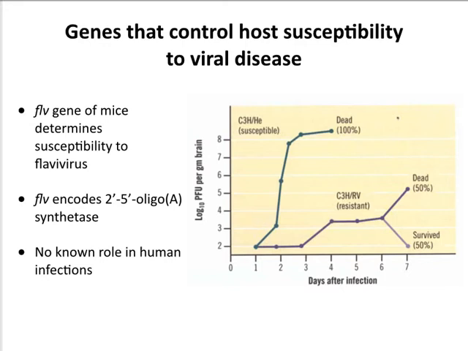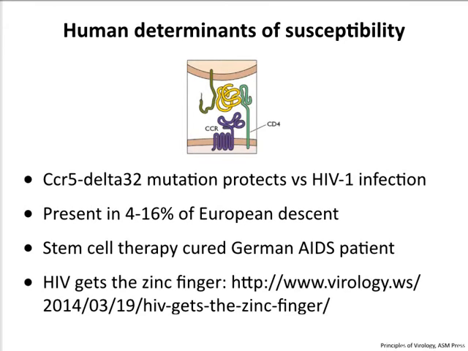And we don't know if this is the case in humans. We've never associated any changes in FLV with susceptibility. We do have an FLV gene. We have the 2',5' oligo A synthetase. And it might have a role in susceptibility, but we haven't determined it yet. This is purely a mouse experiment. But if you found that certain people were more susceptible to a particular RNA virus infection, what you could do nowadays would be to sequence their genome and ask, is there a mutation in any of these interferon-related genes that associates with that? Here's a very interesting example of a mutation in a receptor gene that affects susceptibility.